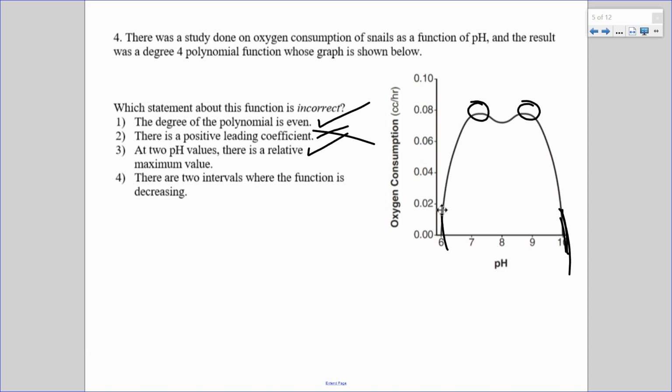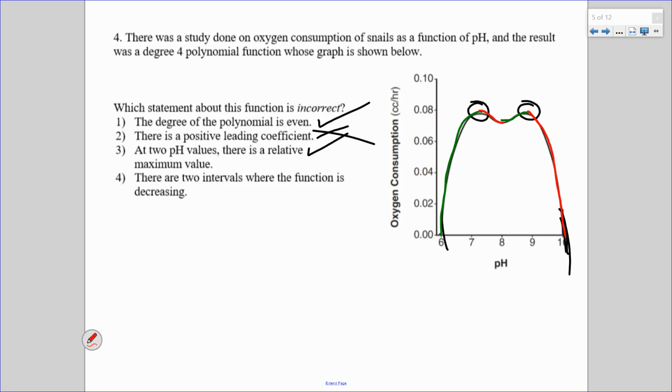Let's go through it. These graphs are like riding a roller coaster. At the beginning, I'm going up. It's increasing, going up and going up and going up until I get here. Now I'm going down the roller coaster until I get here. Now I'm going up the roller coaster until I get here. And then I'm going all the way down forever and ever.